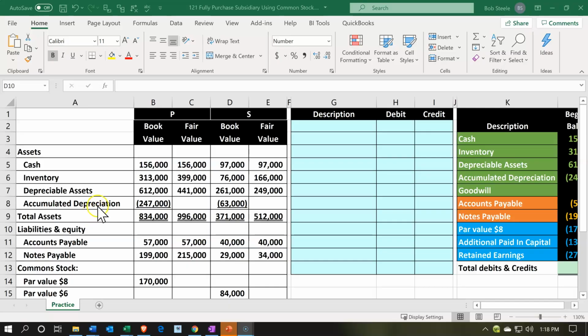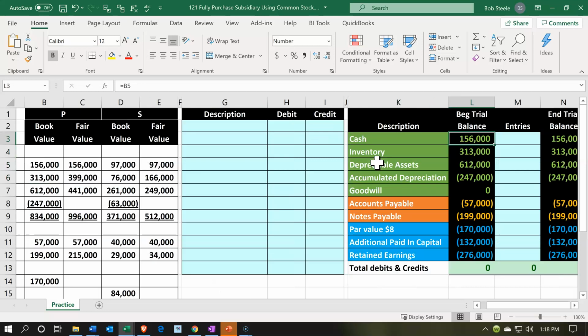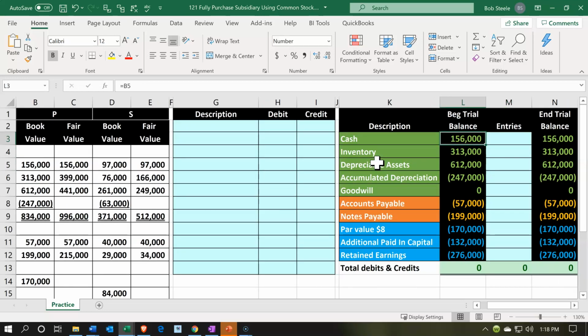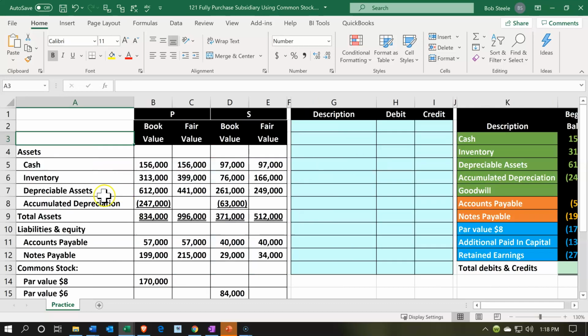Here we are in our Excel worksheet. We've got our information on the left-hand side. We're going to be entering that information into the blue area on the right-hand side and then posting that to our trial balance, where we have the beginning trial balance entries and then the ending trial balance.